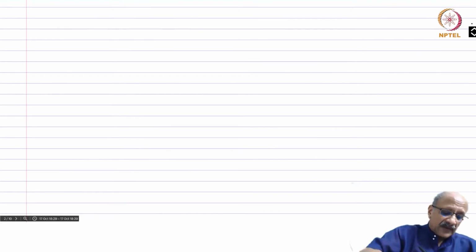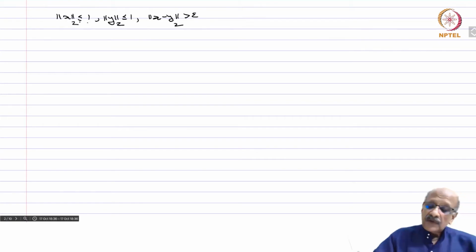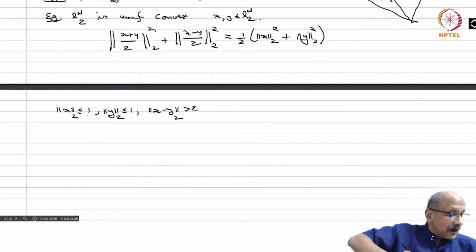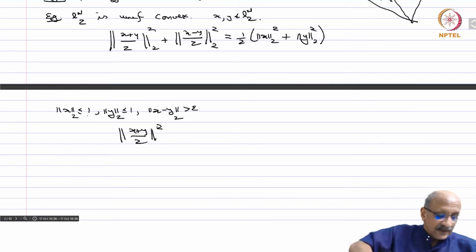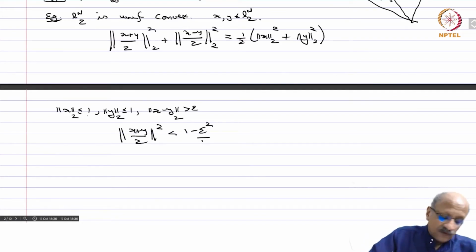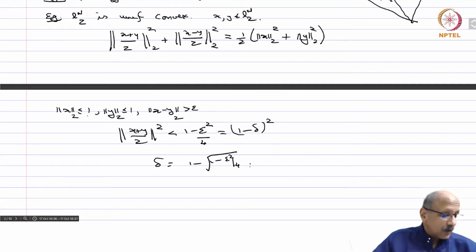So then if norm x is less than or equal to 1, norm y less than or equal to 1, and norm of x minus y is greater than epsilon, all in norm 2, then from this identity it follows that norm of (x plus y) by 2, whole square, is less than 1 minus epsilon square by 4, which can be written as (1 minus delta) whole square, where delta is given in a straightforward fashion by 1 minus square root of (1 minus epsilon square by 4). Okay, so once you have this, you have uniform convexity.